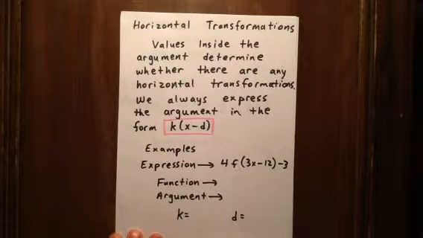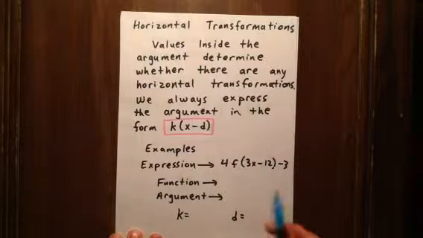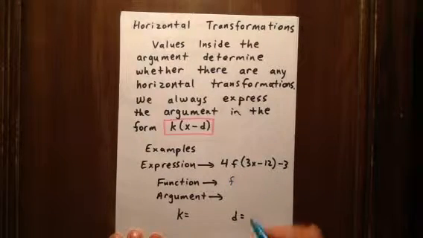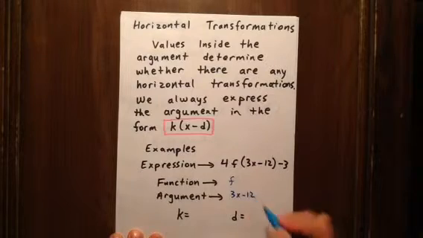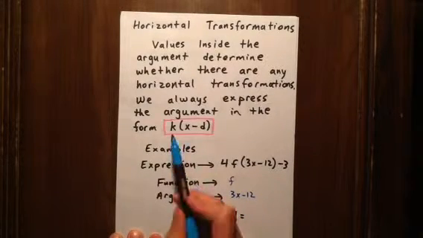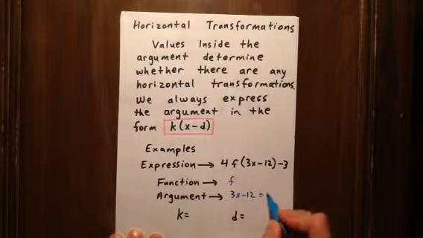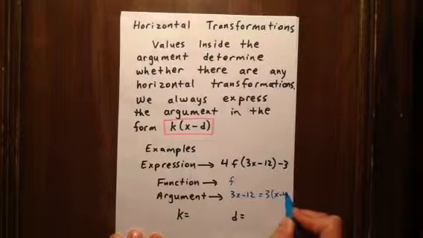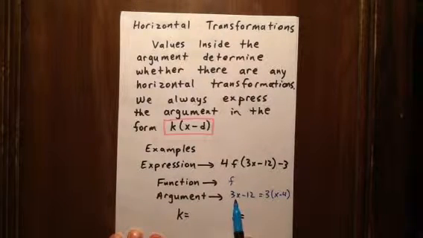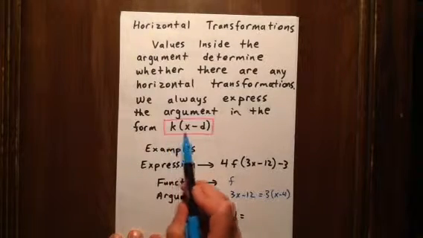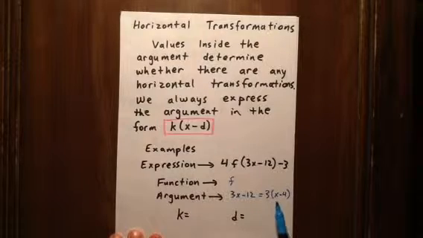So let's look at this first example. The function in this is f, and the argument is 3x minus 12. But I haven't expressed that in the form I want. I want it in the form k bracket x minus d. So I'm going to say that that's the same as saying 3 bracket x minus 4. In other words, I'm going to factor out the coefficient of x. So now my argument is written in the form I like, k bracket x minus d, in this case 3 bracket x minus 4. And I can say that the k value is 3, and the d value is 4.